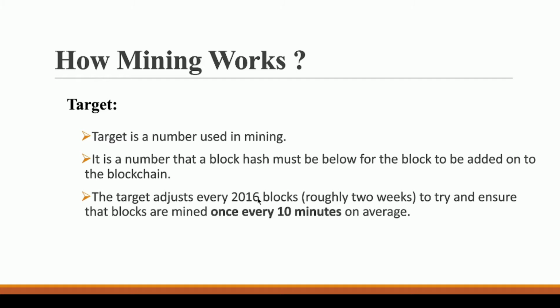Now the target adjusts every 2016 blocks. So this is something which is being adjusted after every 2016 blocks, and it also ensures that the blocks are mined once every 10 minutes. Now, this is something which is actually being done by the Bitcoin algorithm, meaning by the Bitcoin blockchain only. So we are not doing anything. There is no central authority who is doing these things. All these things are being controlled by the Bitcoin software only.